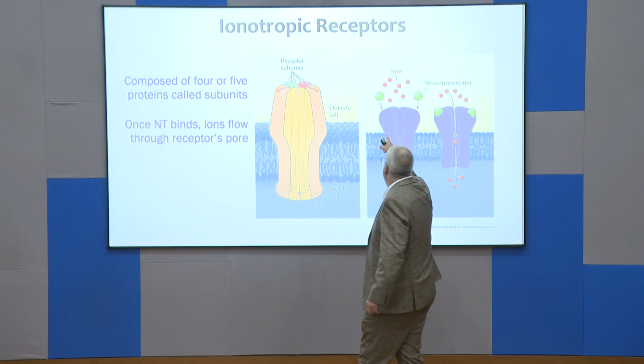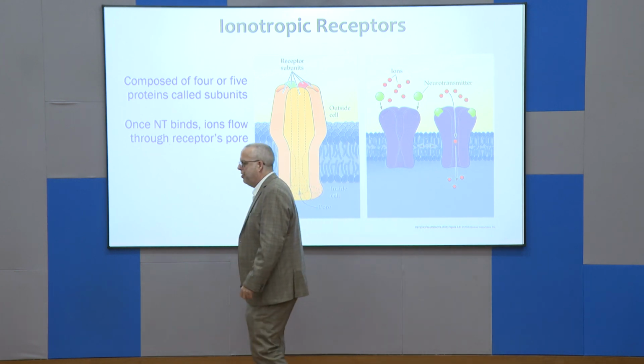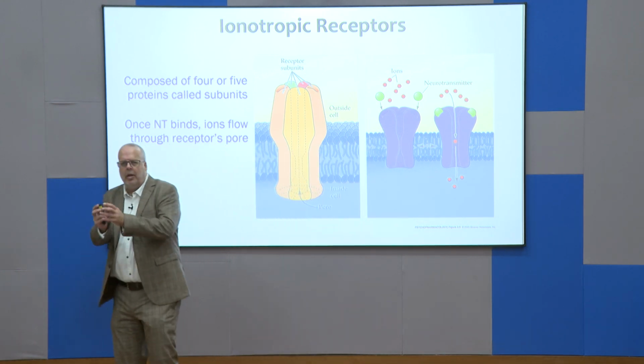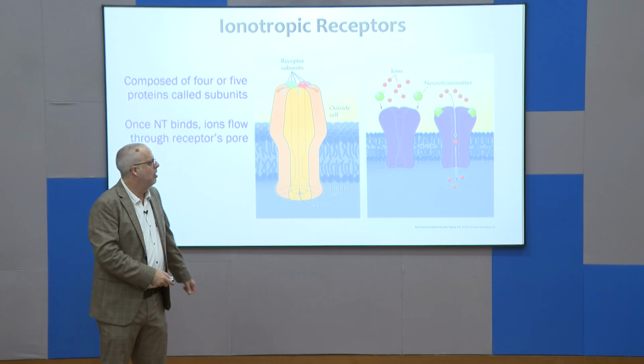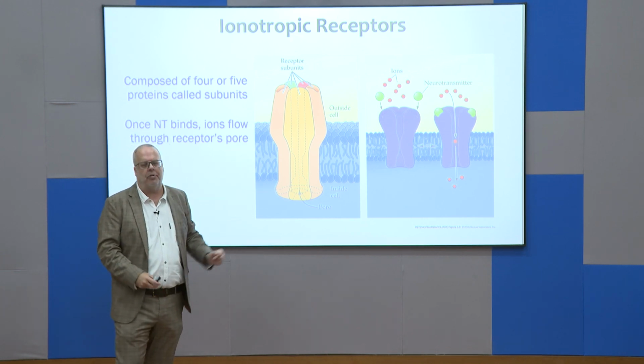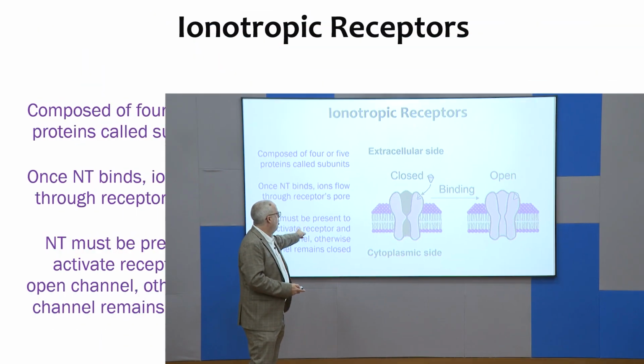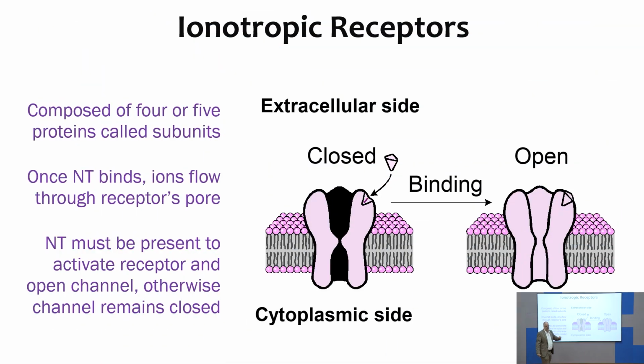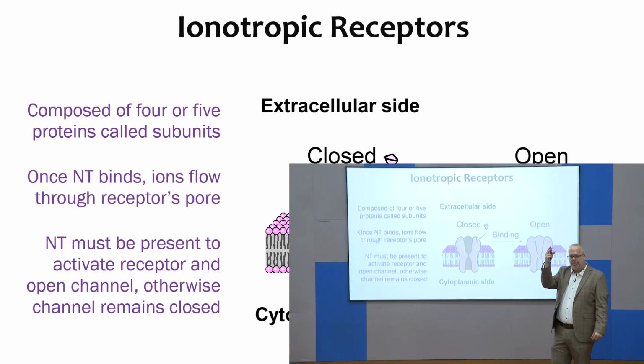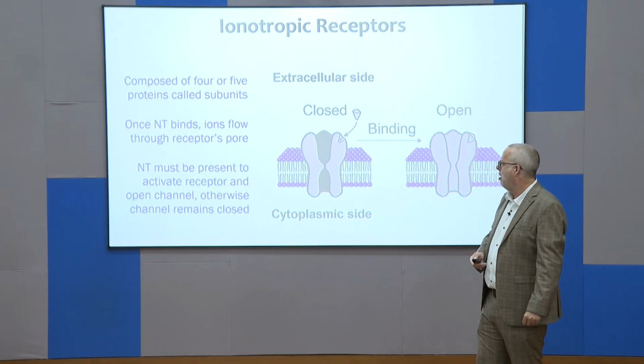Okay? So when a neurotransmitter binds to the ionotropic receptor, it basically opens. We now have a hollow interior that allows for ions to flow back or forth. Importantly, ionotropic receptors always remain closed, that is, no ions can flow back and forth, unless and until a neurotransmitter binds. Only at that point do they undergo a conformational change, which allows the ion to flow in or out.